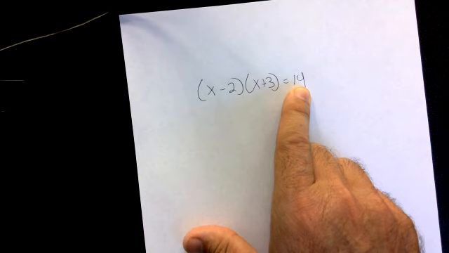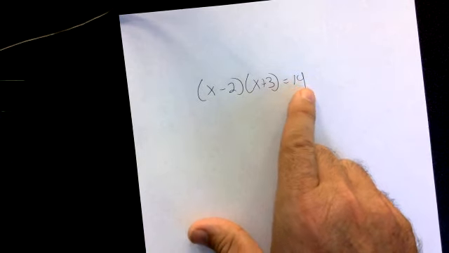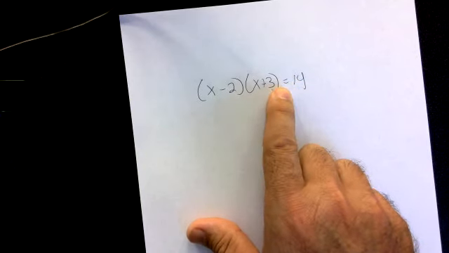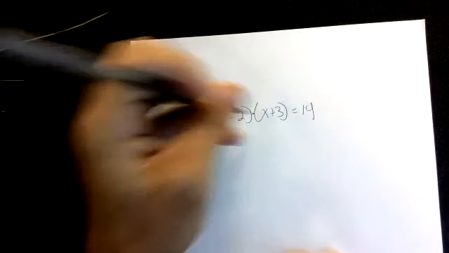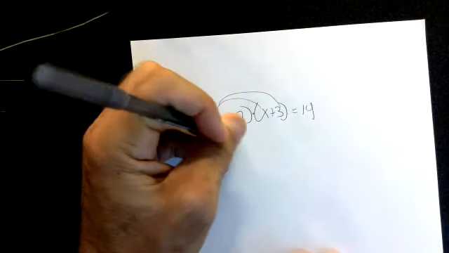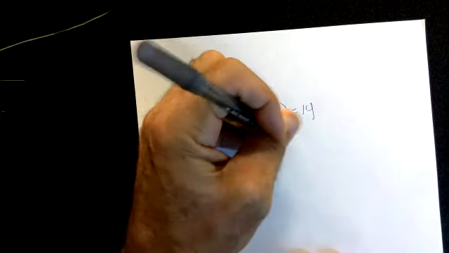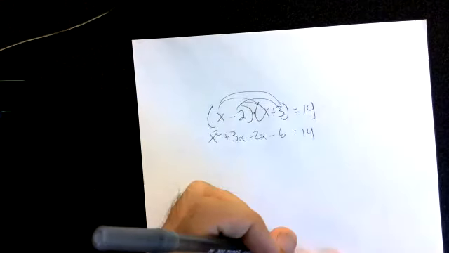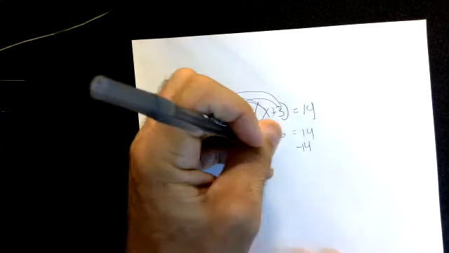Anyway, lots of things. So remember, step 1, you have to set it equal to 0, meaning you've got to subtract this 14 over here. So actually what we got to do is we got to put these two things together. So I'm going to multiply these. So I get x squared plus 3x plus negative 2x plus negative 6. I'm going to move my 14 over.